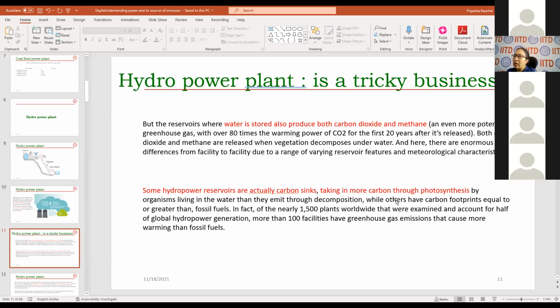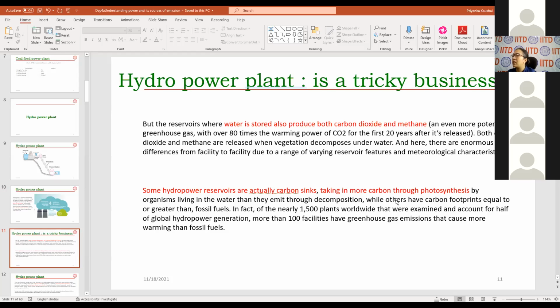But if we are looking at how much emission is coming out of the plant, not from the business point of view, but purely from an environmental perspective, then we have to see whether the power plant that we are looking at is a green power plant or not. And it depends on multiple factors, right? As you can see here, water is stored, but the reservoir where water is stored also produces both carbon dioxide and methane.